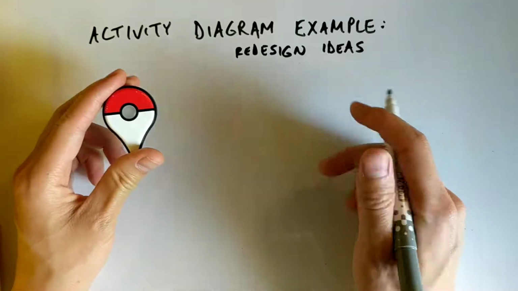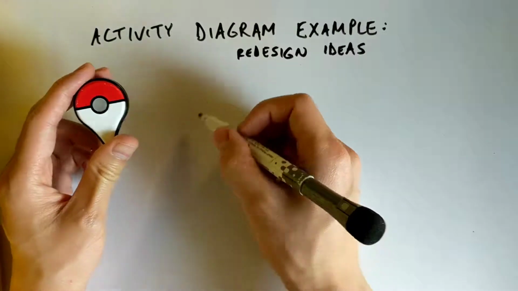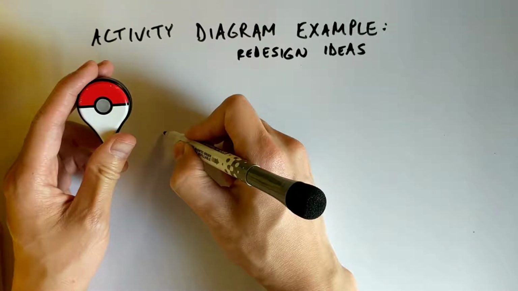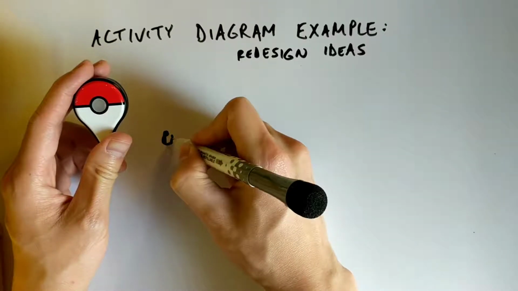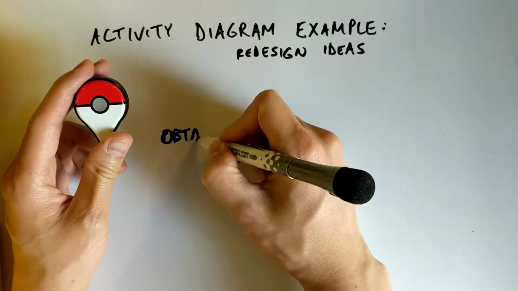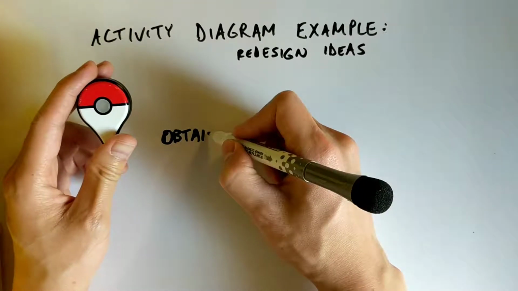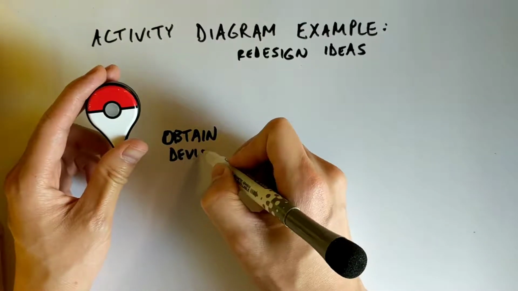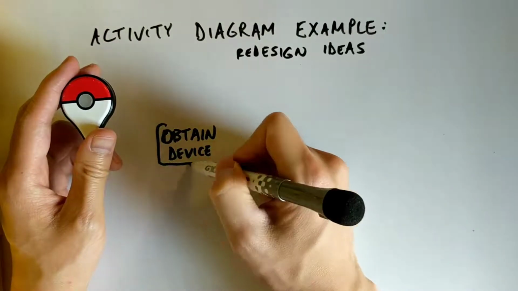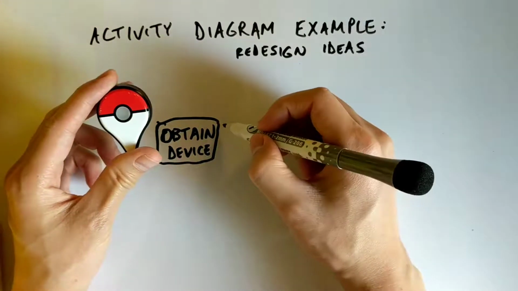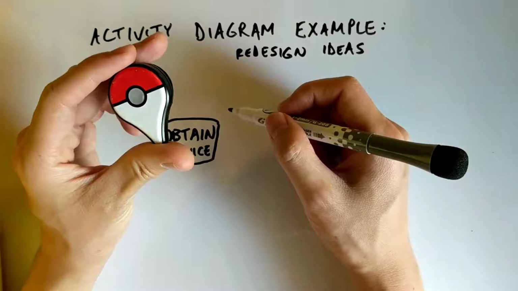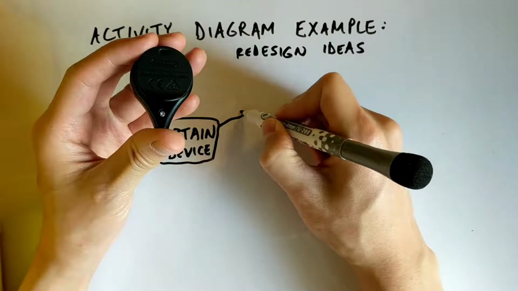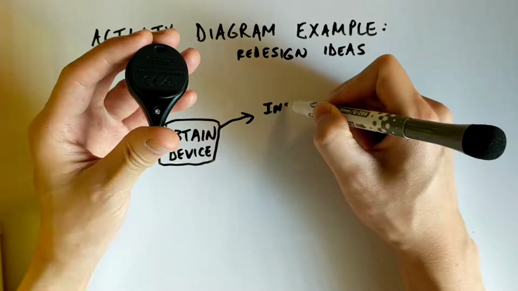Well, we know from good activity diagram practice that we are going to obtain, we'll say. I'm not going to say buy because maybe it got borrowed or something. Obtain device, however you can get it. And after I get this thing, you might input a battery or input a power source.